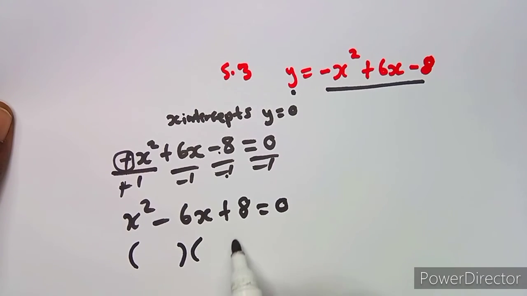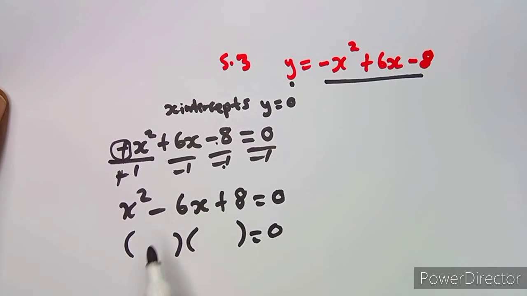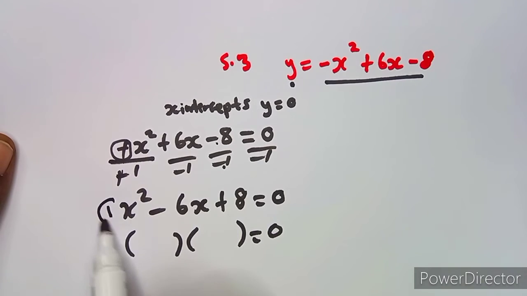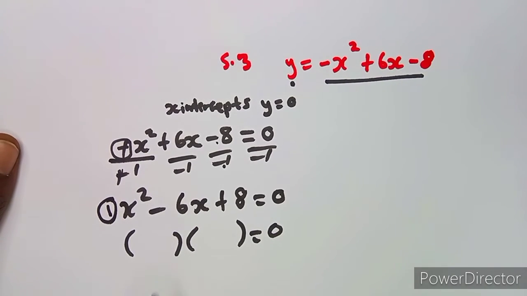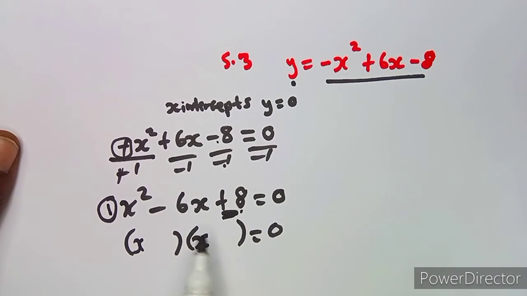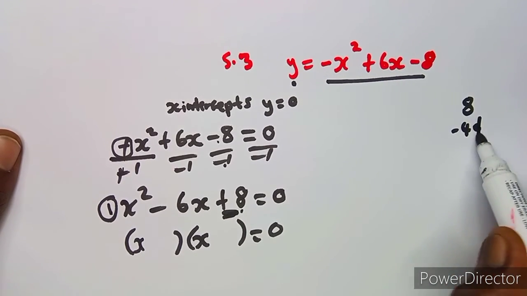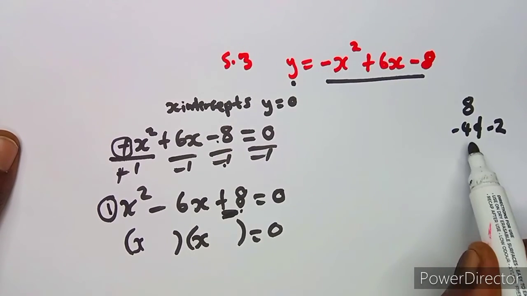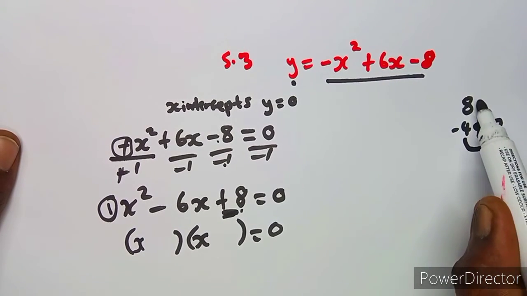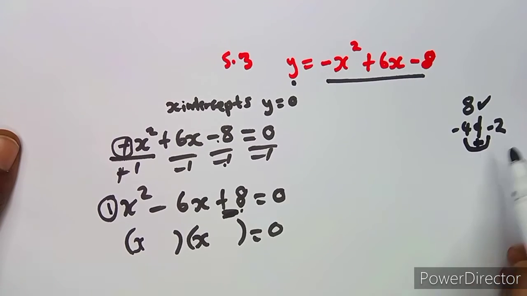So I can actually factorize here. Remember, the coefficient of x squared is now a positive 1. So you simply find factors of what? Factors of 8. What are these factors of 8 that you are going to add to obtain -6? So remember, factors of 8, that's -4 and -2. If you multiply these two numbers, you obtain 8. If you add these two numbers, you obtain -6.